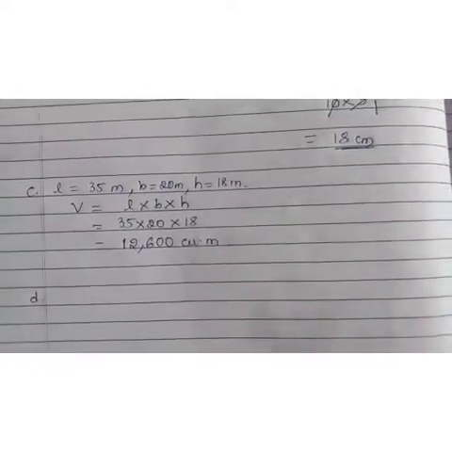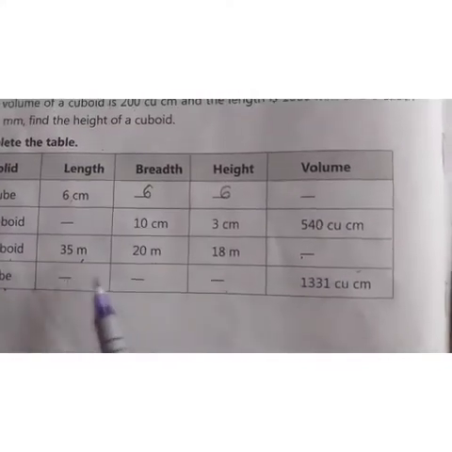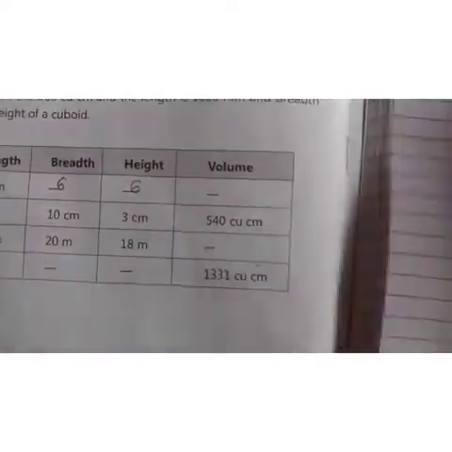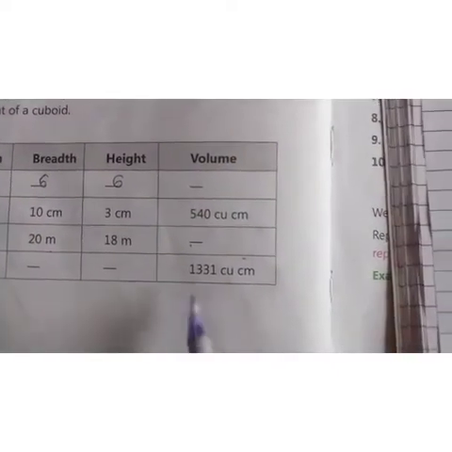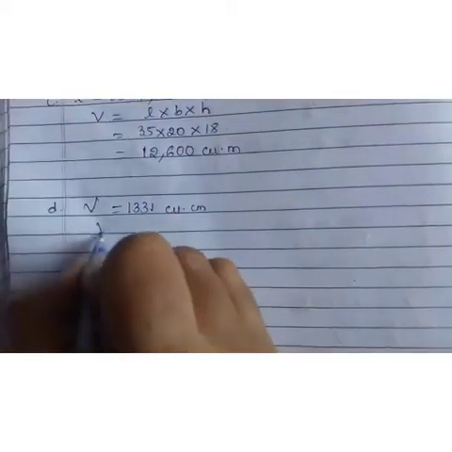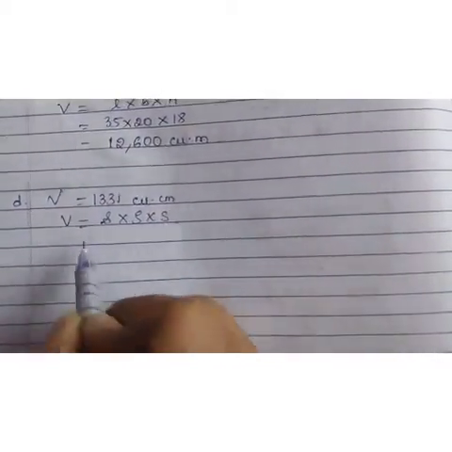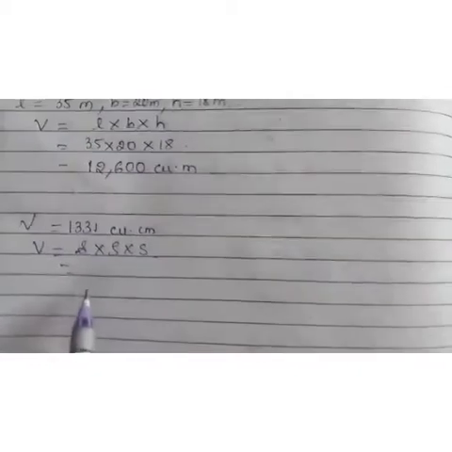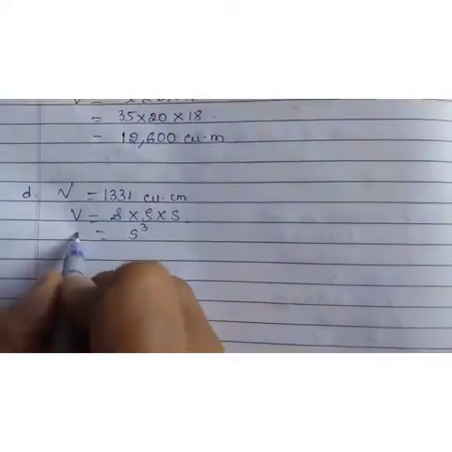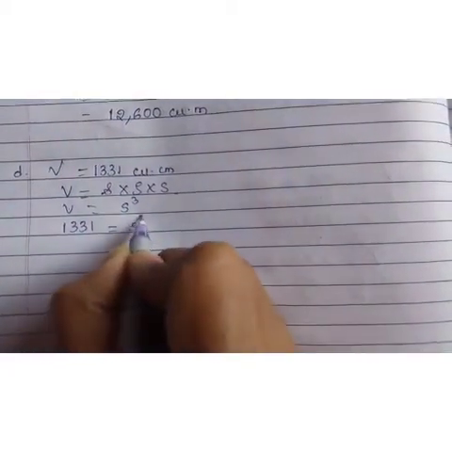Now moving to question number D. It is a cube. Here you don't know the length, breadth, height, that is all. You don't know the side of the cube, but they have given volume. So what is volume here? It is 1331 cubic centimeter. You know the formula. Volume is equal to side into side into side. So when you multiply all these three sides, you get s cube, isn't it? So what is your volume? Substitute the value. 1331 is equal to s cube.